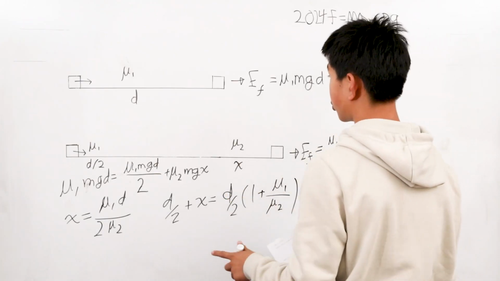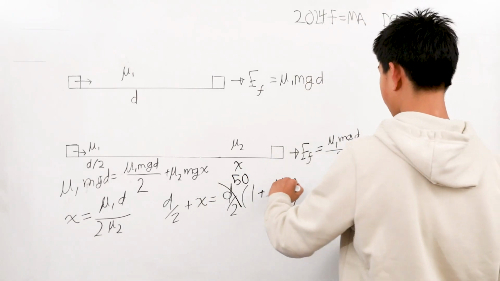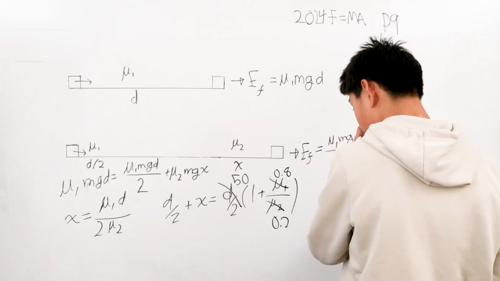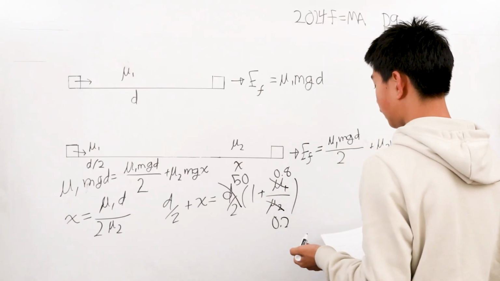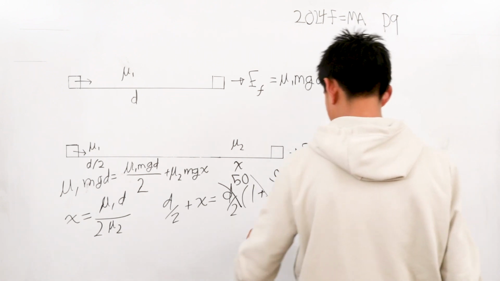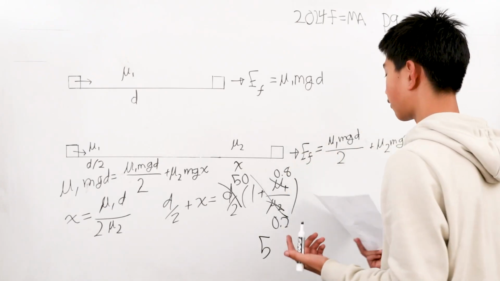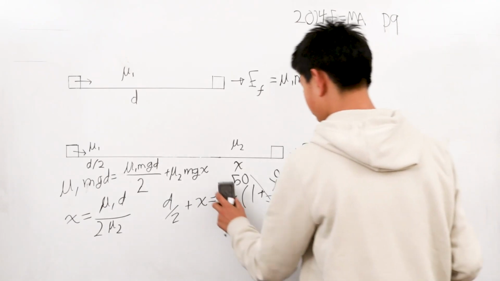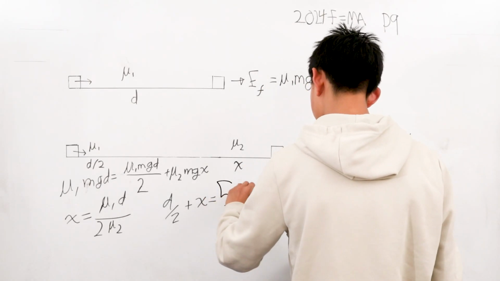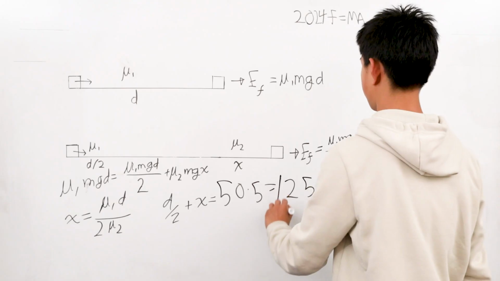We know that d is 100, the original distance is 100, so this becomes 50. Mu 1 is 0.8, and mu 2 is 0.2. So this just becomes 4. So 1 plus 4 is 5. So basically, our total distance we need for the car to stop is 50 times 5, which is equal to our answer of 250 meters for this problem.